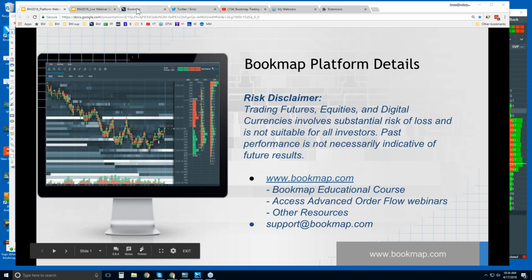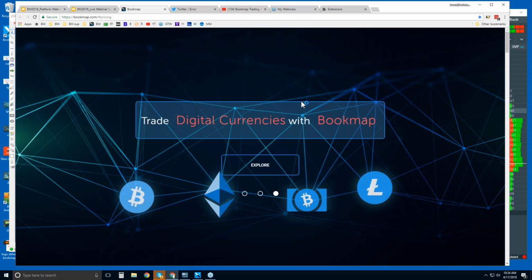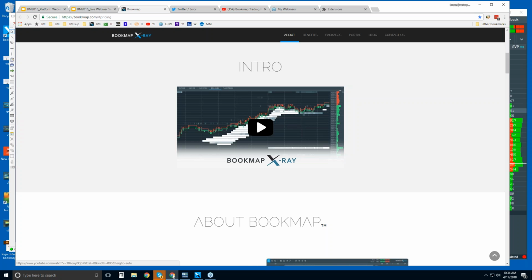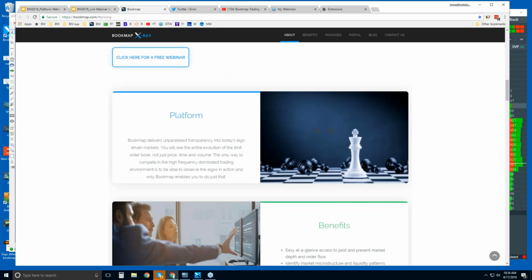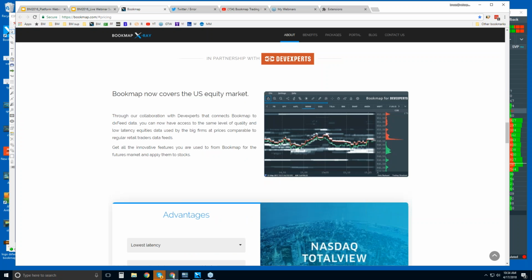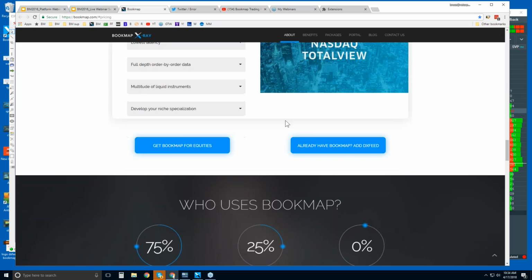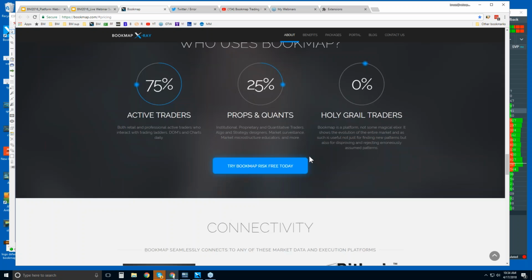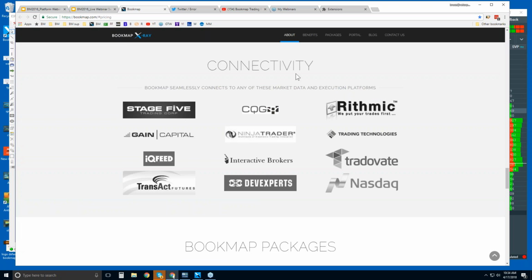All right, let's jump into bookmap.com and quickly go through it. If you scroll down, there's an intro video here, information about Bookmap and the platform. There is Bookmap for equities. I'll talk about that in just a second. And connectivity, I'll stop here.